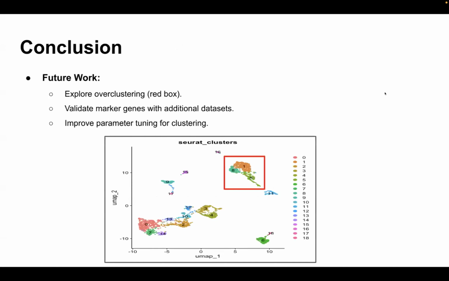And then on to conclusions. I was able to annotate all 19, but these are just preliminary results I generated for only one dataset, so I'll have to apply this to the other full datasets for the project. I do want to explore possible overclustering, as shown in the red box here from the original Seurat clusters generated, and maybe try to validate some of the marker genes using additional datasets and refine my clustering parameters to improve my confidence in these annotations. Thank you.